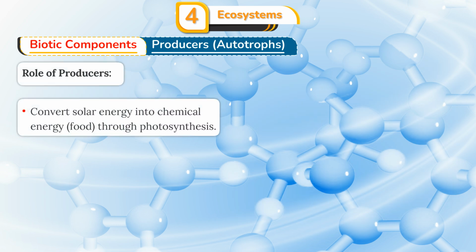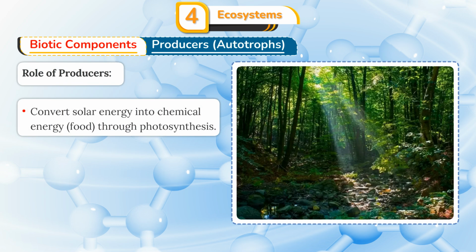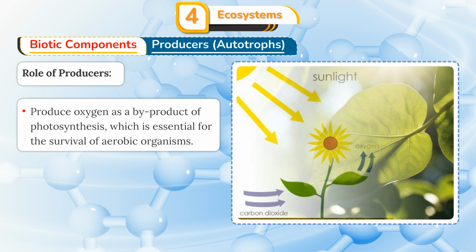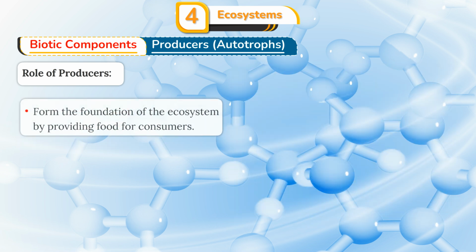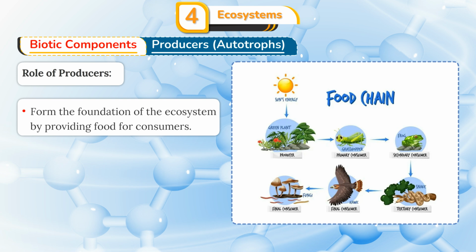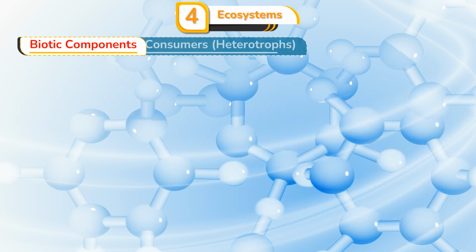Role of producers: convert solar energy into chemical energy, food, through photosynthesis. Produce oxygen as a byproduct of photosynthesis, which is essential for the survival of aerobic organisms. Form the foundation of the ecosystem by providing food for consumers.